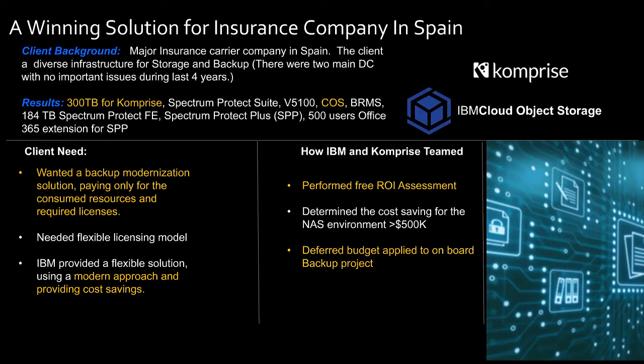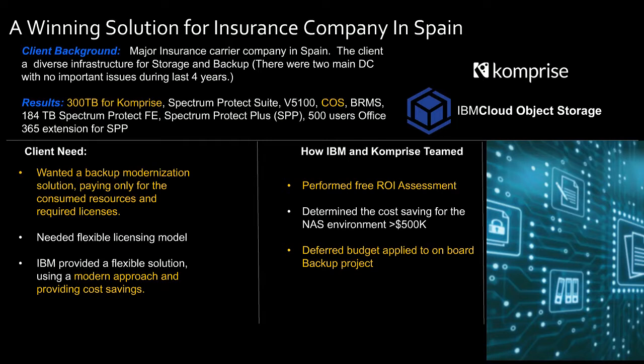So what we did is Komprise went in and analyzed all the data they currently had. We found that over 60% of their data was cold and didn't need to be backed up regularly. So we archived that data, meaning we moved it into IBM Cloud Object Storage running on the IBM Cloud. And by doing that, we not only saved 60% of storage costs, but we also were able to save the backup costs on that data.